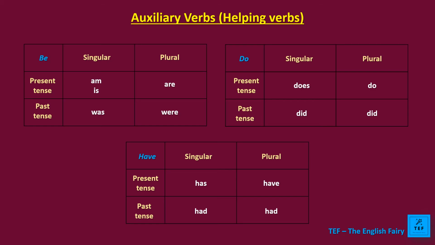Here are the different forms of be, do, and have. I will upload a separate video in the near future to help you learn how to use these auxiliary verbs to show the tense of the main verb, to form a question, and to form a negative sentence.